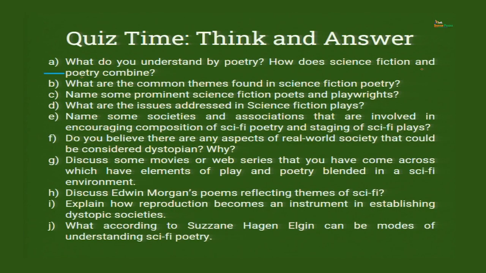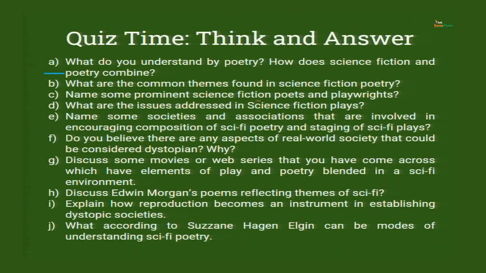How does science fiction and poetry combine? What are the common themes found in science fiction poetry? This is something you can just go back to the slides and have a look. You will find that we have discussed a lot of anthologies, poets, and books of poetry. You can easily write down the themes one by one and answer this question accordingly.